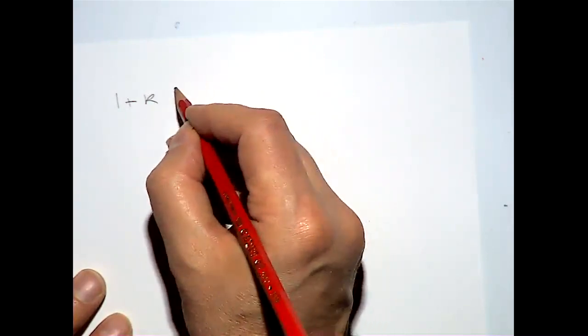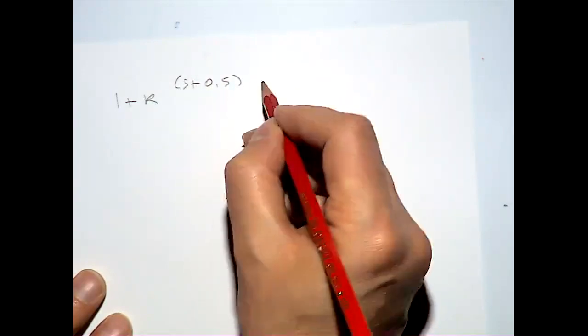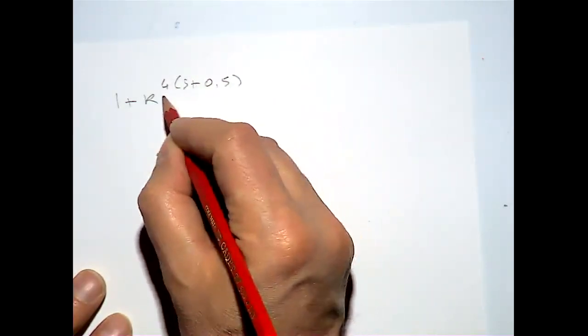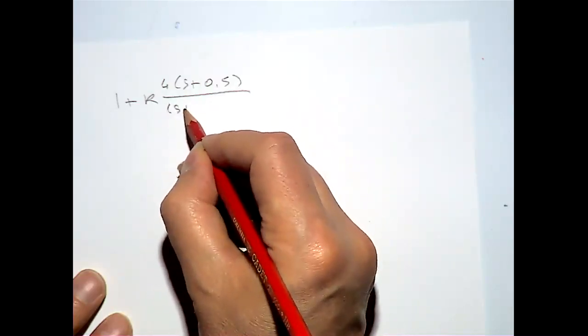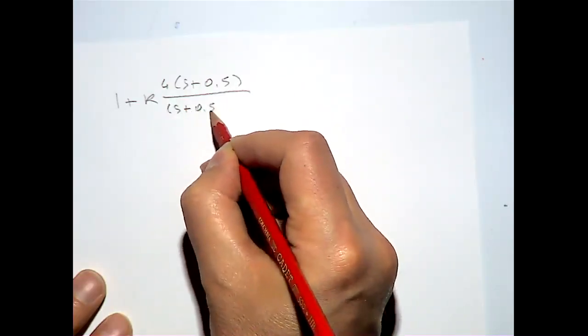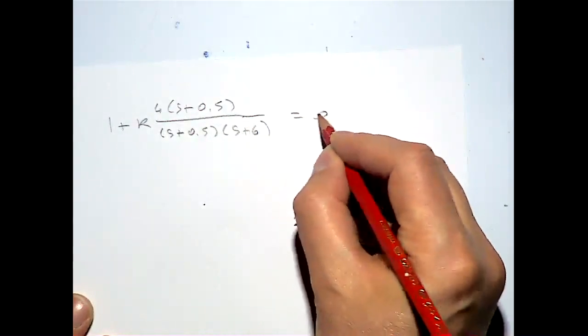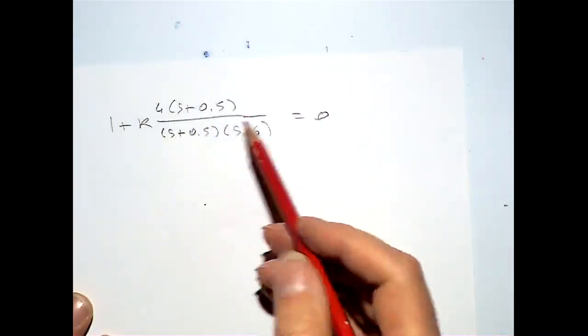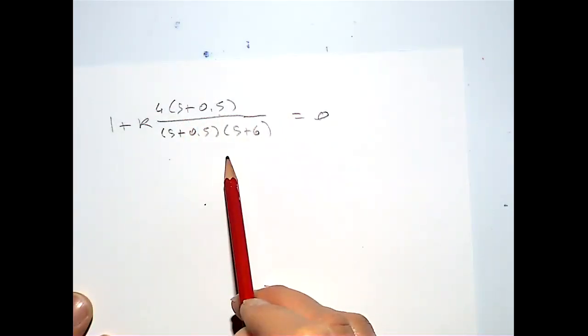So you have 1 plus, I would just write it out completely, K times (S plus 0.5) times, let's say, 4, and then you have here S times (S plus 0.5) times (S plus 6). Right. That's the thing we need to consider. Now we still need to look at zeros and poles. So there is one zero and there are three poles of the open loop transfer function.